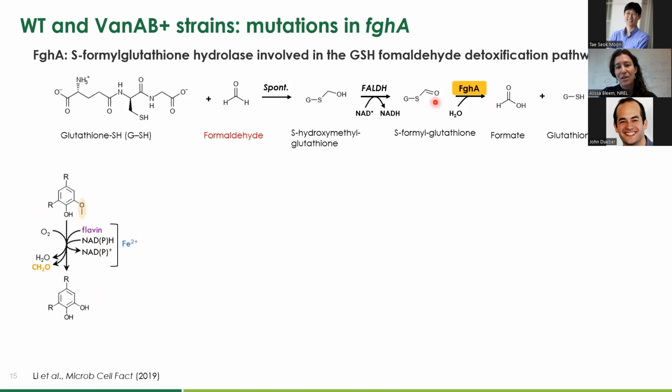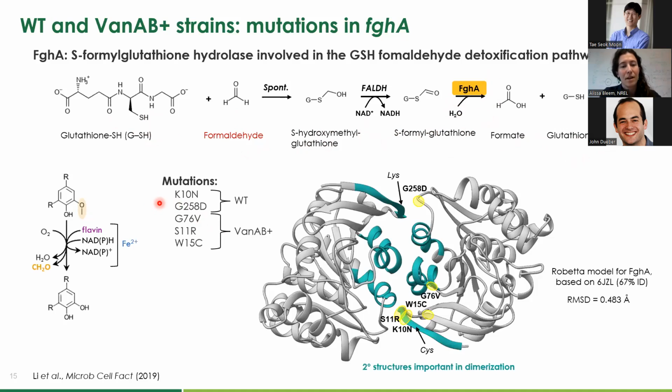So FGHA actually acts kind of at the end of this pathway, but the detoxification works basically by glutathione binding to formaldehyde and then a formaldehyde dehydrogenase oxidizing that product to make this S-formyl glutathione, which FGHA then hydrolyzes to formate and regenerated glutathione. So what are the mutations that we actually saw? They're shown here. In wild type, we saw mutations to this lysine and glycine residue. And then in the Vanillate plus strain, we saw these three mutations.